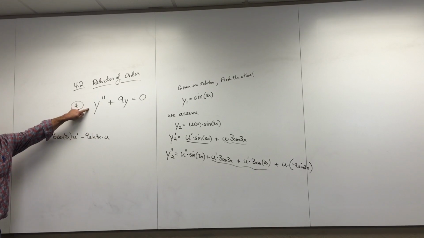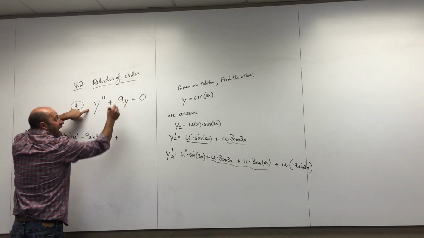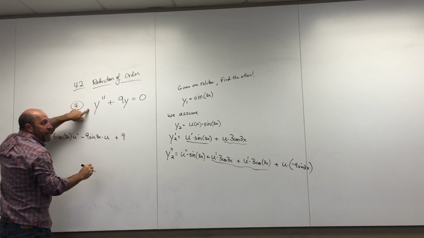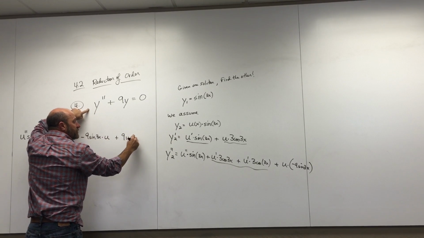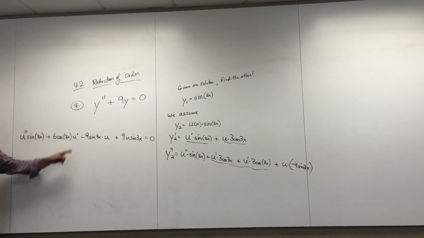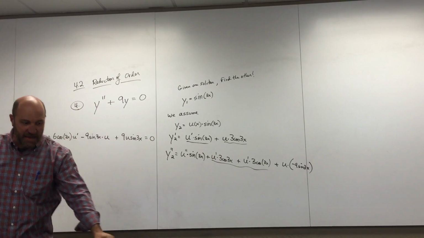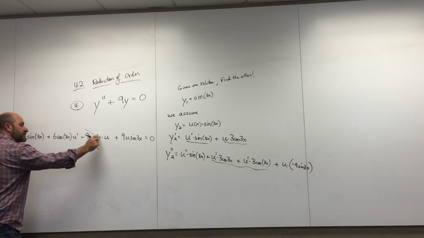That's y double prime. Plus 9y. Now wait a minute, what was y? U sine 3x. U sine 3x equals 0. Okay, this is awesome. These last two terms cancel. Is that what you see? Mm-hmm. The last two terms cancel.